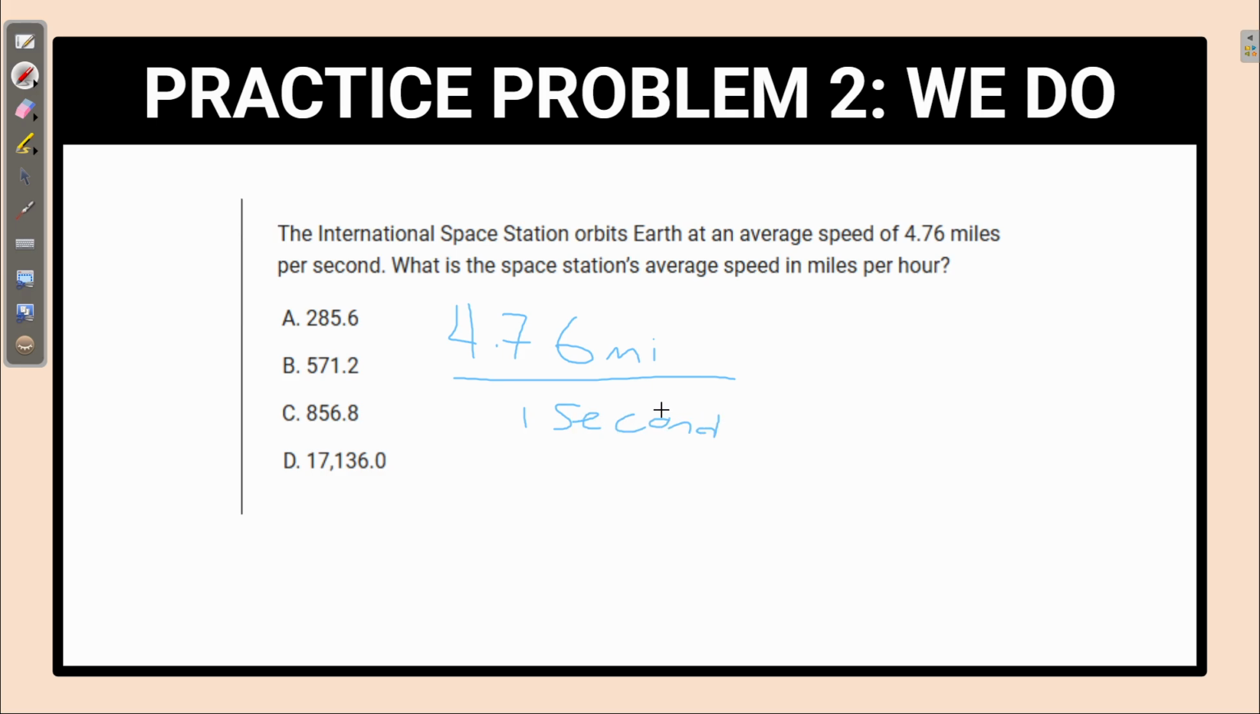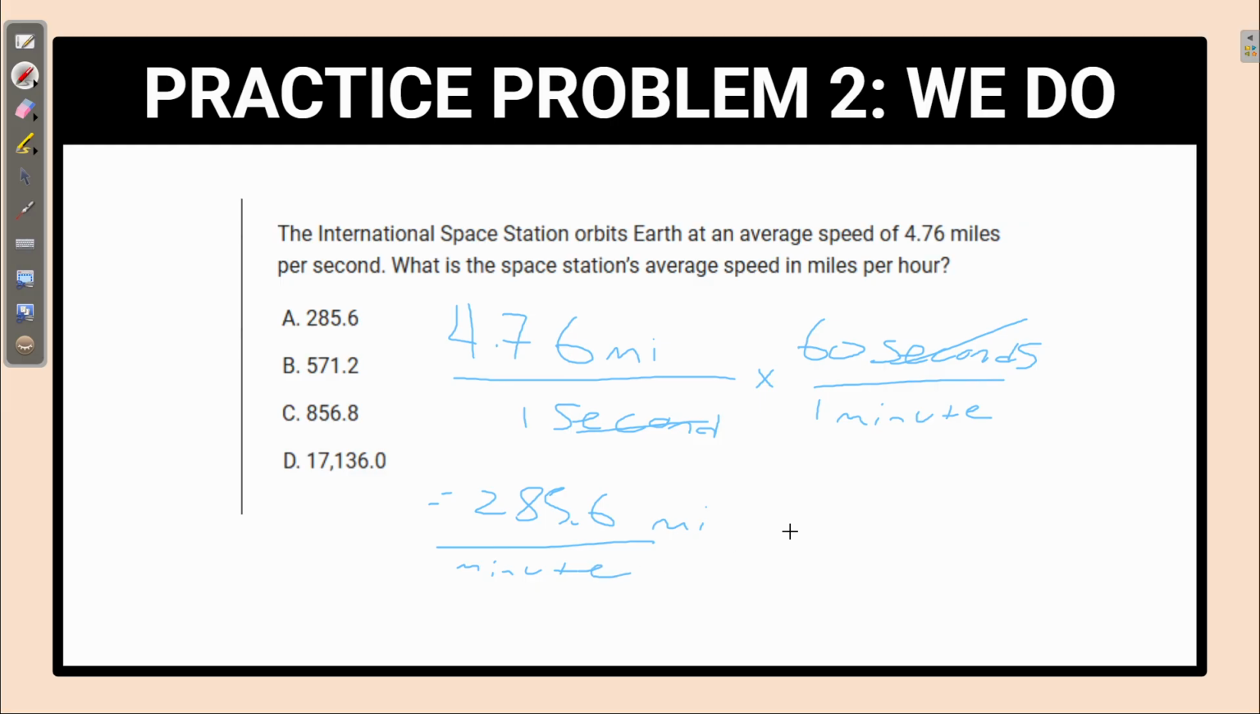Now, how do we convert this to miles per hour? Well, first what I'm thinking about multiplying by is, we know that there are 60 seconds in 1 minute. So what does this leave us with? Well, let's see. This leaves us with 285.6, and then the seconds cancel out, miles per minute.